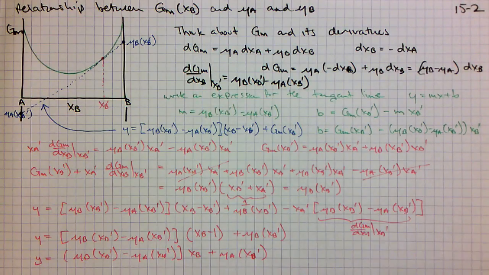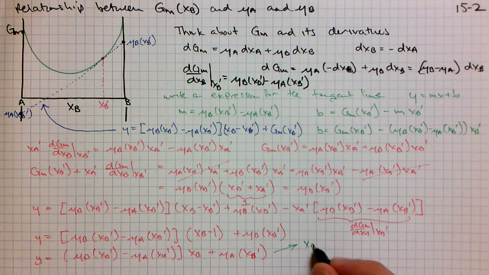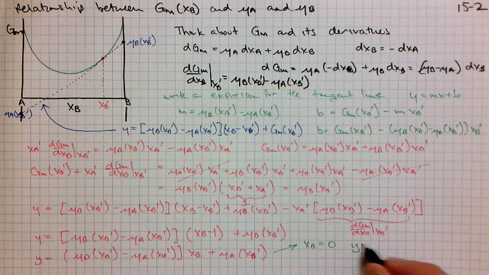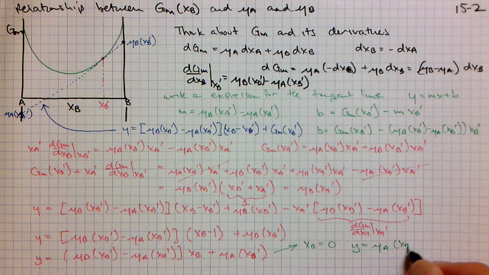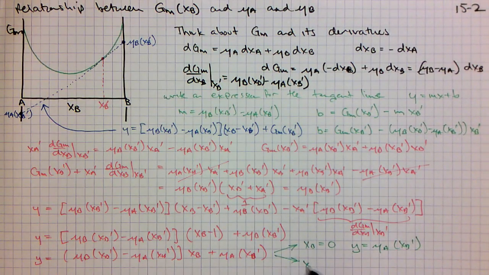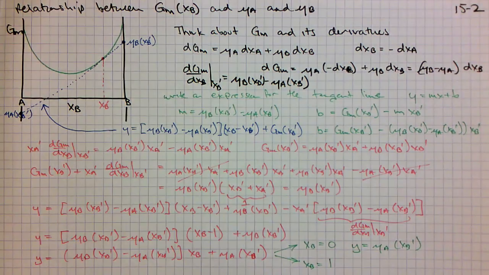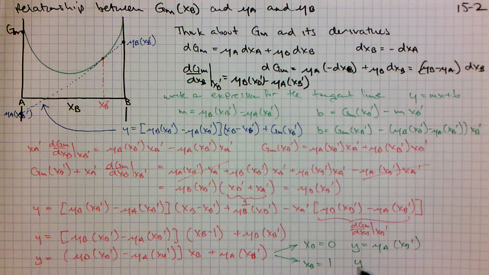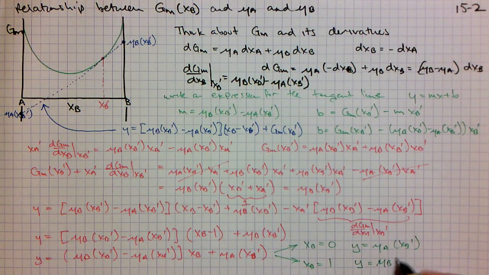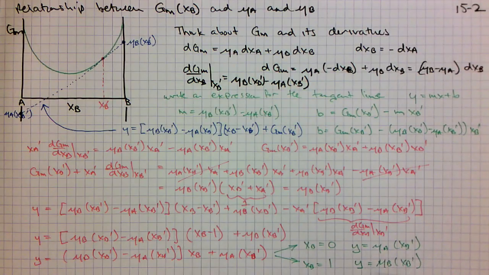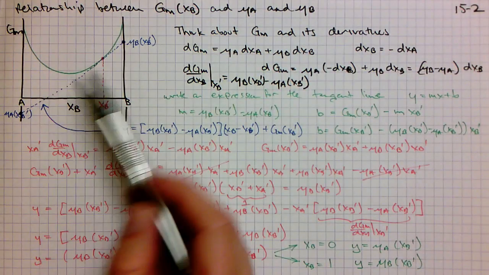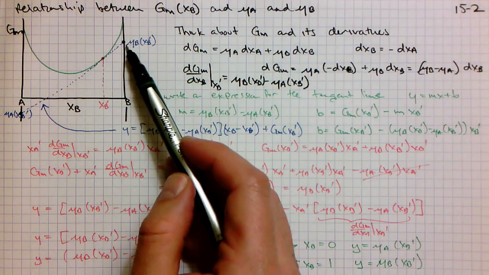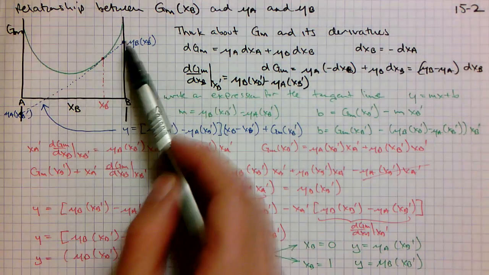Okay, so what does this tell us? It tells us that if we set xb equal to 0, obviously y is equal to mu a at xb prime. And also we see if we set xb equal to 1 at this end, as we showed before, we'll get minus mu a at xb prime plus mu a at xb prime, so those will cancel, so we'll get y is equal to mu b at xb prime. So we've shown, as I stated at the beginning, that if we look at the slope of this line and we trace it to the endpoints, we can read off the two chemical potentials.